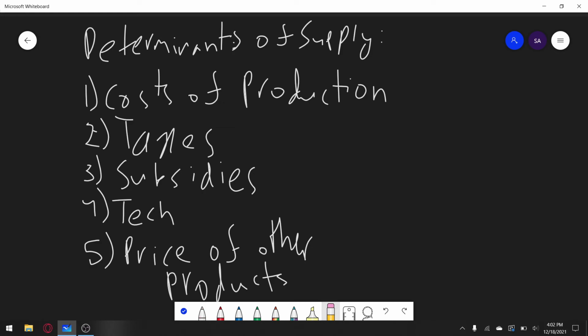Number 6, let's actually change the color. Let's use green. Number 6 is time, or expectations. Alright, time. The shorter the time period in question, the less time suppliers have to increase their output. So the lower their supply tends to be. Over time, output can be increased. For example, it is not possible for a farmer to increase the supply of agricultural products in a short period of time.